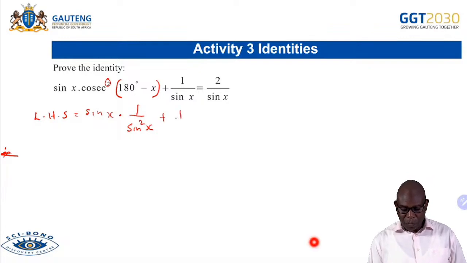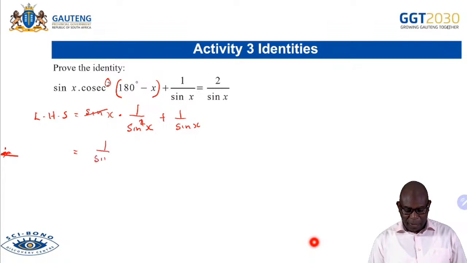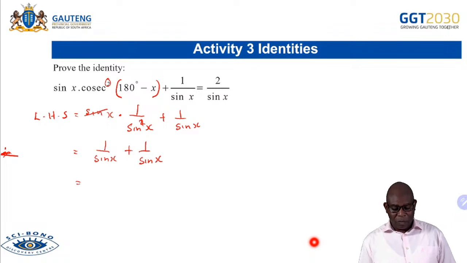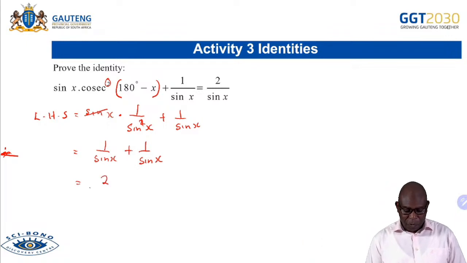This is plus 1 over sine x. So one of these cancels out with one of those. Love it. So I'm left with 1 over sine x plus 1 over sine x. Oh, this is quite easy. One of these times one of these would give me 2 of them. So it will be 2 over sine x, which is the same as the right hand side.